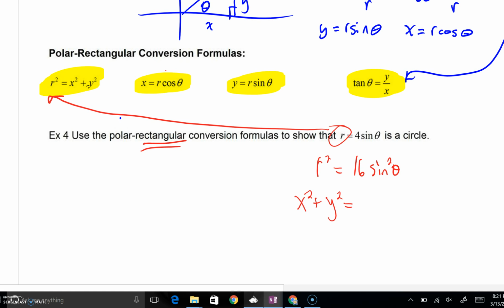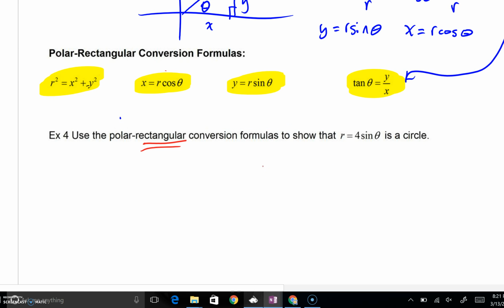The word rectangular means go back to x and y. But the problem is we've got this 16 sine squared theta. So as good of an idea as that might have sounded, it's actually not going to help us. However, that r squared is a very smart idea. The bottom line is there's another way to get an r squared rather than raising both sides to the second power. And this is the key to doing it.